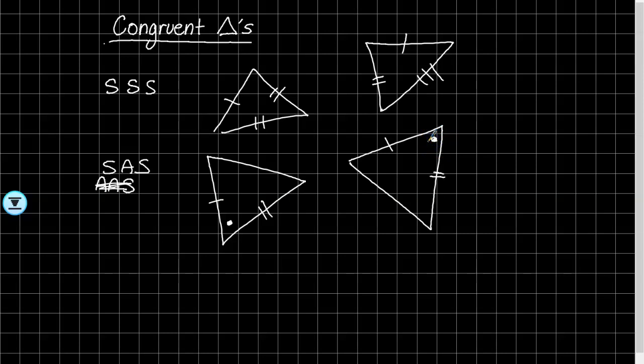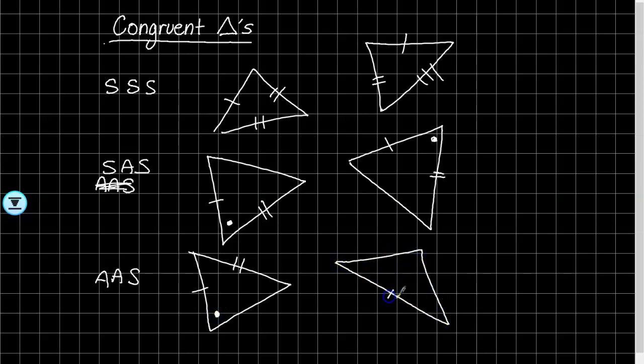Yes? AAS. Angle, angle, side. Not a huge fan of how the book does it, but we can have this one, and I could have this angle here, and then I could have this one. Where would the angle have to go for it to be the same? Oh, angle, angle, side, sorry. I was getting excited. Oh, now I have to undo that one.